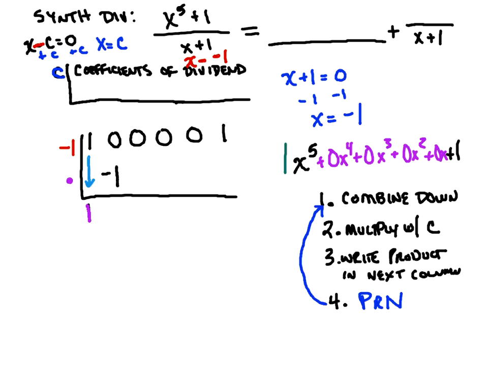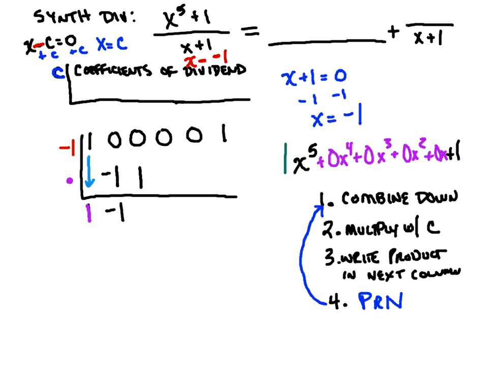The last step I have written PRN, and if you're familiar with medical terminology, PRN means as needed. So you're just going to keep on going back up to the top of the list as many times as you need until you get to the end. So I'm going to combine down: 0 and negative 1 combined make negative 1. I'm going to multiply with c, so negative 1 times negative 1 is positive 1, and write my result in the next column. Positive 1.